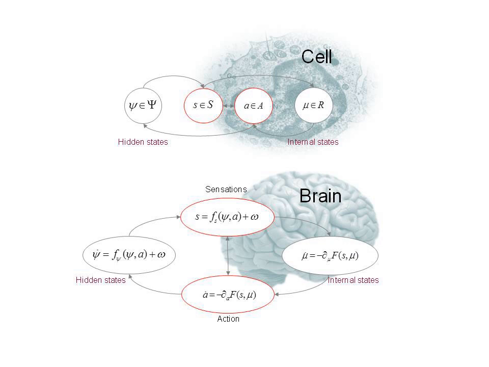Sensory states S : Ψ × A × Ω → ℝ, a probabilistic mapping from action and hidden states. Action A : S × R → ℝ that depends on sensory and internal states. Internal states R : R × S → ℝ that cause action and depend on sensory states.